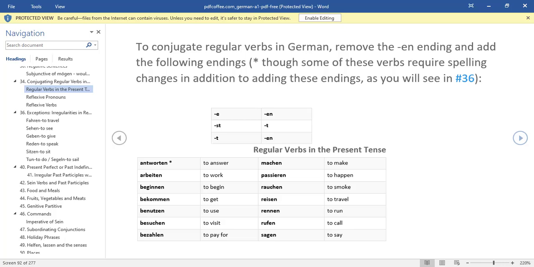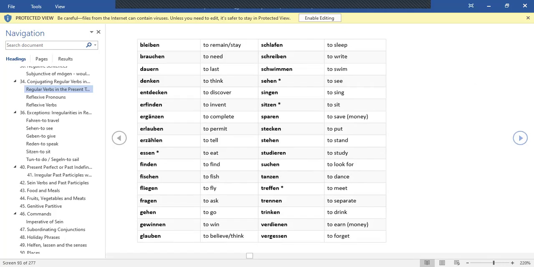So we have rauchen, to smoke, reisen, to travel, rennen, to run, rufen, to call, sagen, to say, bleiben, to remain or to stay as well, brauchen, to need, dauern, to last, denken, to think, entdecken, to discover, erfinden, to invent, ergänzen, to complete, erlauben, to permit, erzählen, to tell, essen, to eat.